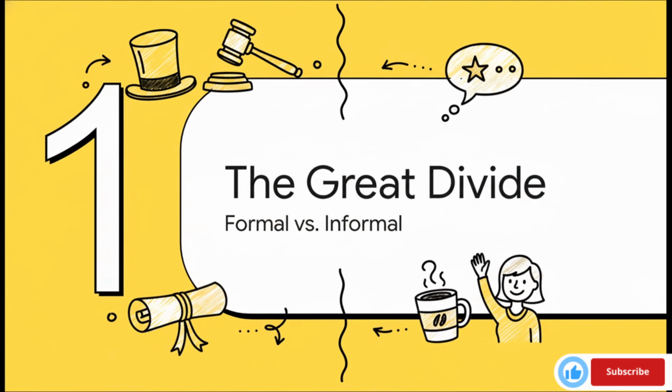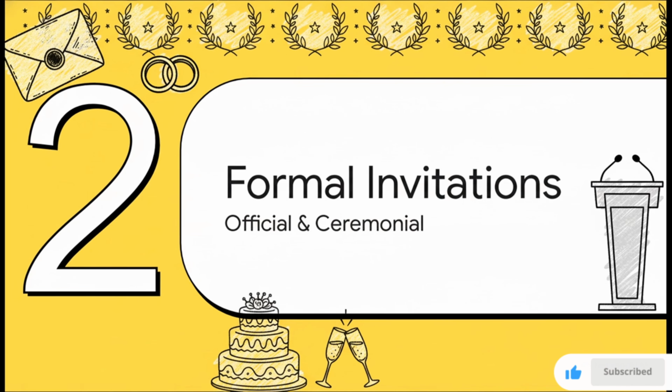The big thing to get here is that your very first decision is always about the tone. Once you decide if your event is formal or informal, honestly, all the other choices about what words to use and how to format it just kind of fall right into place. Let's start on the formal side of that divide. We're talking about the big moments here: official functions, weddings, important ceremonies. For these kinds of invitations, the goal is really to show respect and communicate just how significant the occasion is.